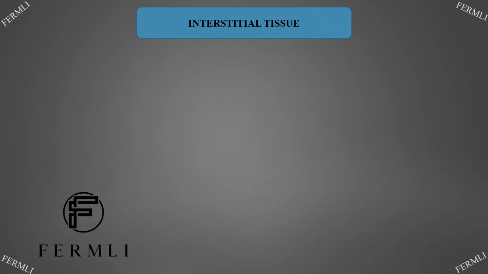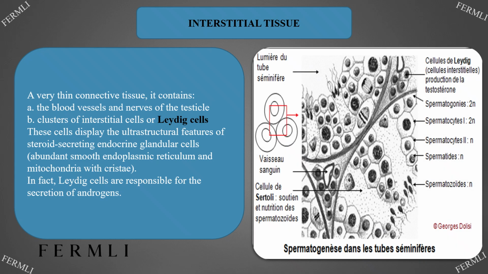Interstitial tissue. A very thin connective tissue, it contains: A, the blood vessels and nerves of the testicle; B, clusters of interstitial cells, or Leydig cells. These cells display the ultrastructural features of steroid-secreting endocrine glandular cells: abundant smooth endoplasmic reticulum, and mitochondria with cristae. In fact, Leydig cells are responsible for the secretion of androgens.